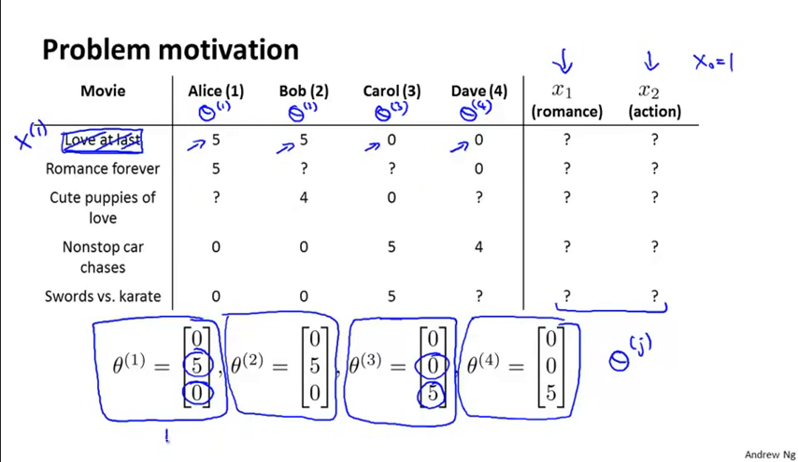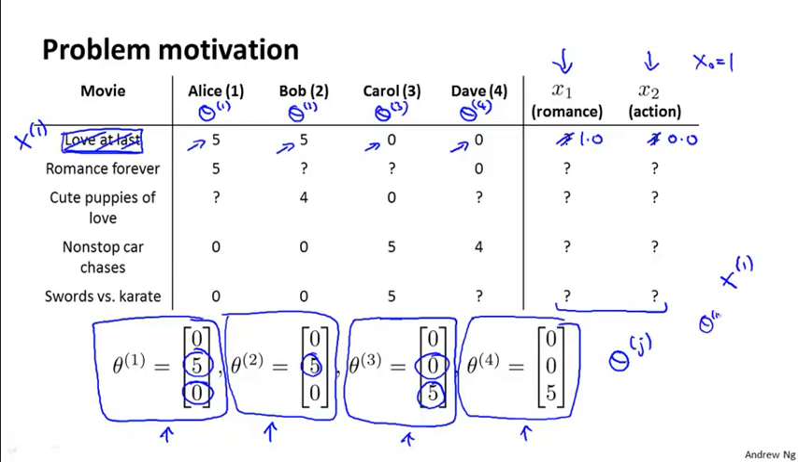Well, we know from the feature vectors that Alice and Bob love romantic movies because they told us that, there's the 5s here. Whereas Carol and Dave, we know that they hate romantic movies and that they love action movies. So, because those are the parameter vectors that users 3 and 4, Carol and Dave gave us. And so based on the fact that movie 1 is loved by Alice and Bob and hated by Carol and Dave, we might reasonably conclude that this is probably a romantic movie, and it's probably not much of an action movie.